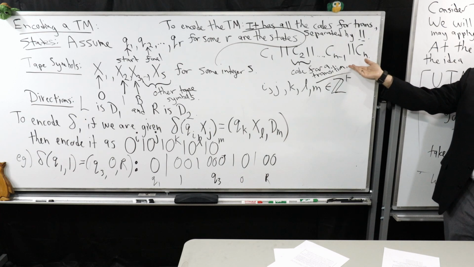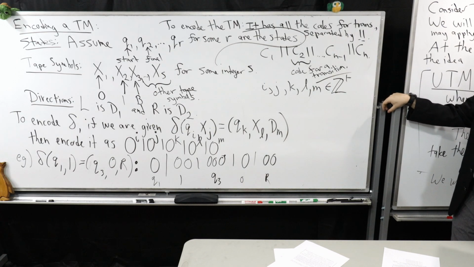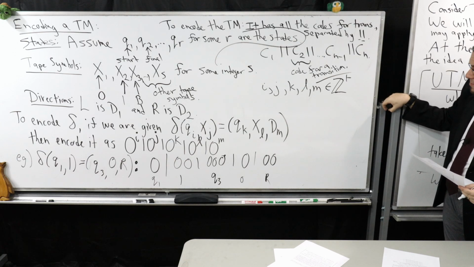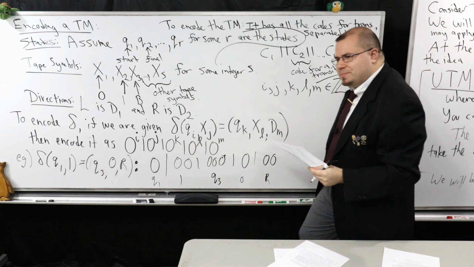So if I give you this string, this actually lists out all the information you're going to need to know to encode the Turing machine. Is everybody okay with this?